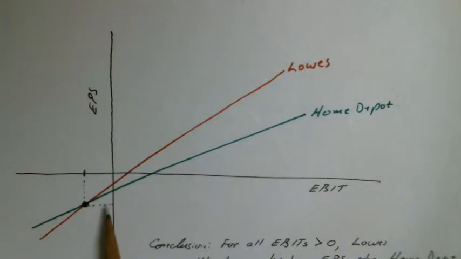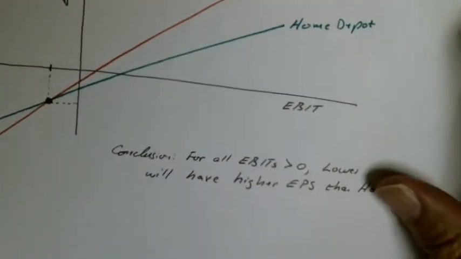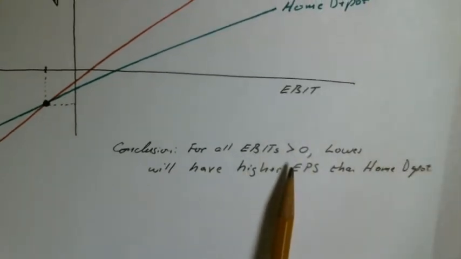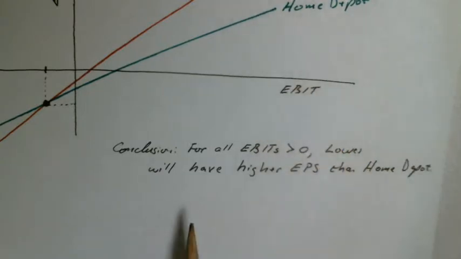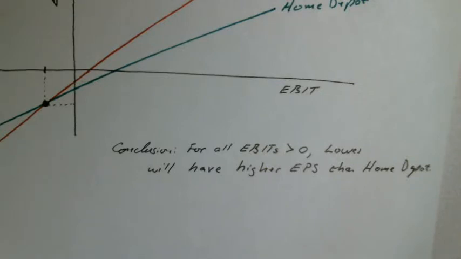Hopefully, your true earnings before interest and taxes will be positive for both companies. And what it means is this: for all EBITs that are positive, greater than 0, Lowe's will have a higher earnings per share than Home Depot. Hopefully you understand the algebra. If not, go back through it several times until you do.